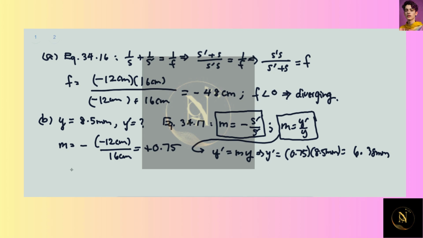So now we're asked if the image is erect or inverted. Since m is positive, the image is erect.